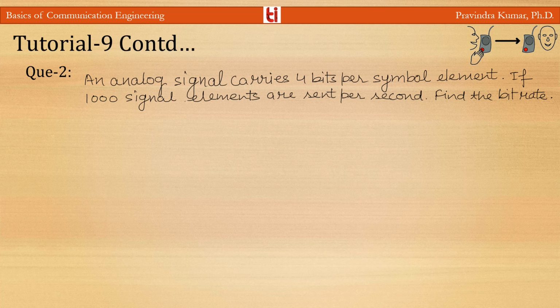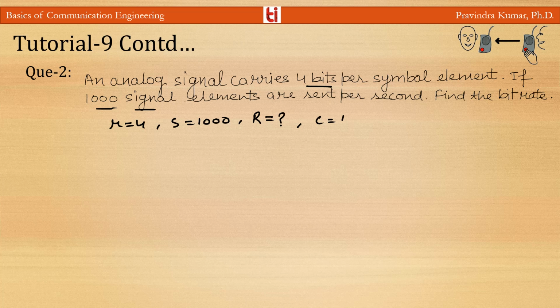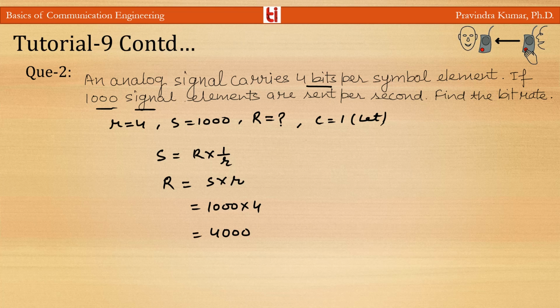Now another question. An analog signal carries 4 bits per symbol element. If 1000 signal elements are sent per second, find the bit rate. Here we have given r is equal to 4, meaning 4 bits per symbol element, and S is 1000 signals. So what is the bit rate? If I consider c is 1, then S is N into 1 by r, so N will be S into r, which is 1000 into 4. So it is 4000 bits per second or 4 kbps.